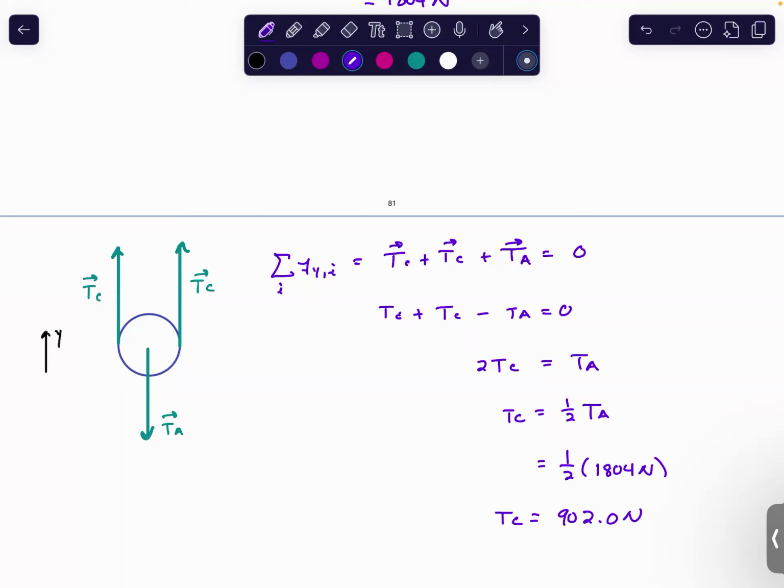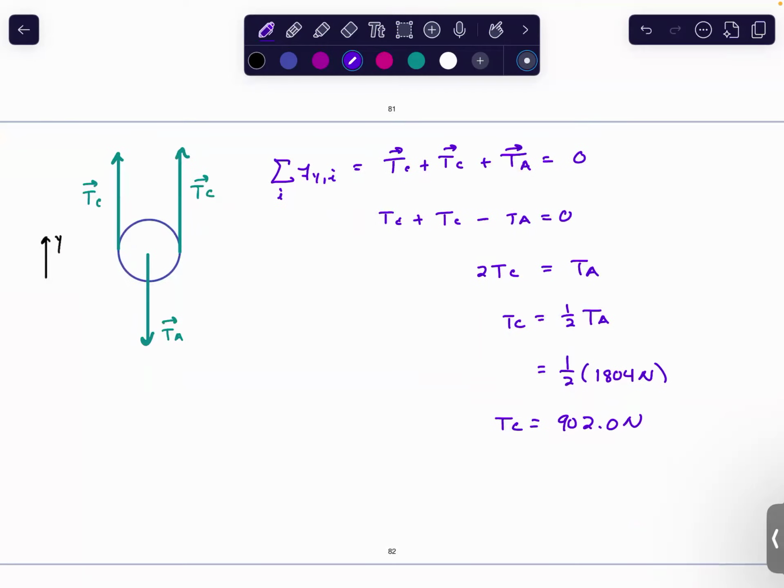What happens if I start adding more pulleys? Well, with 3 pulleys, you're going to end up with about 1/3 tension A, 4 pulleys, 1/4, so on and so forth. So the more pulleys you add to the system, the lighter the mass is going to become. So now we have tension A and tension C. Okay, what about tension B?